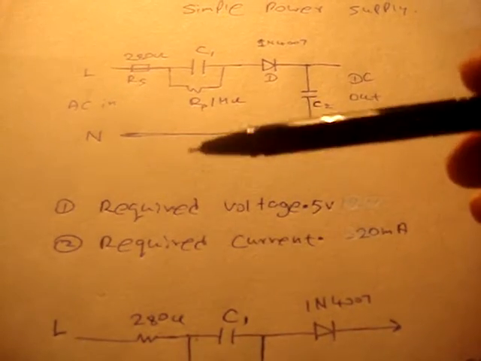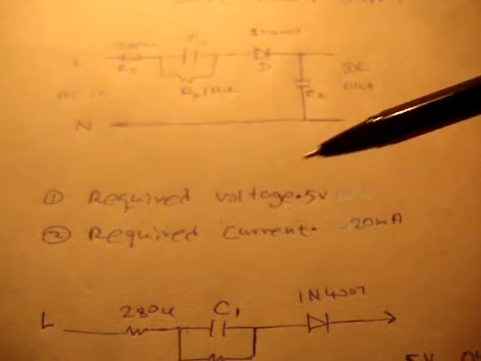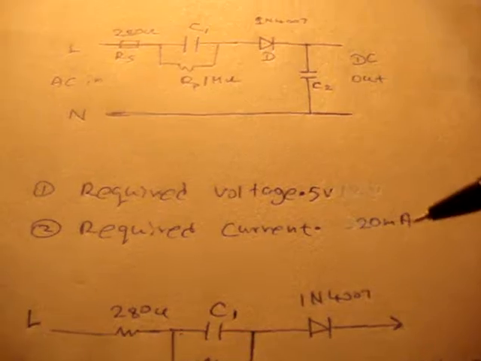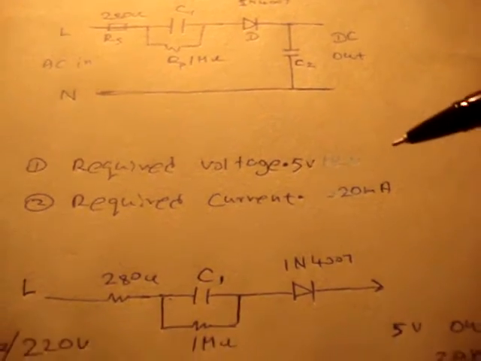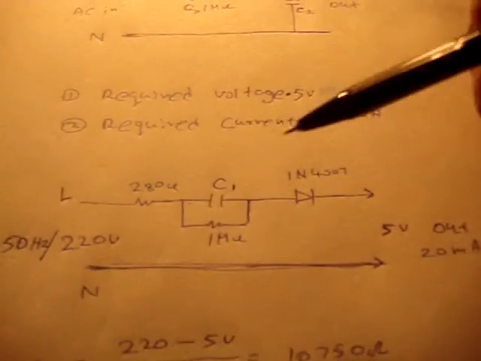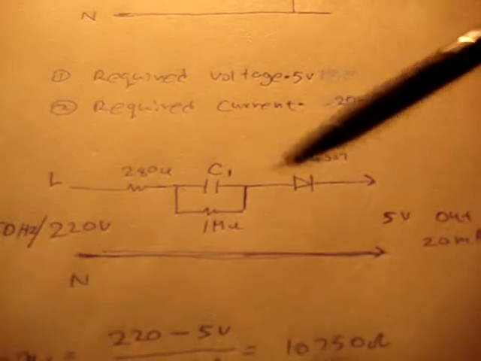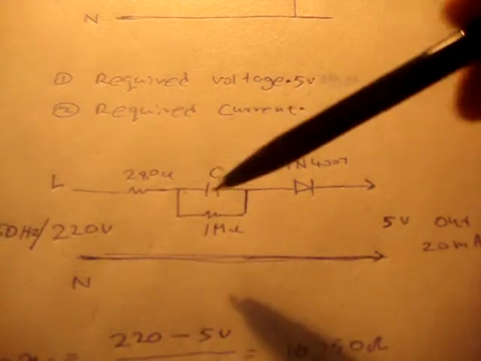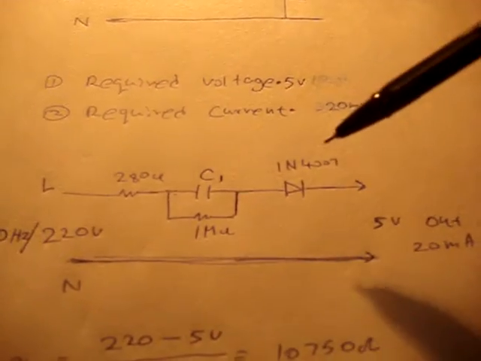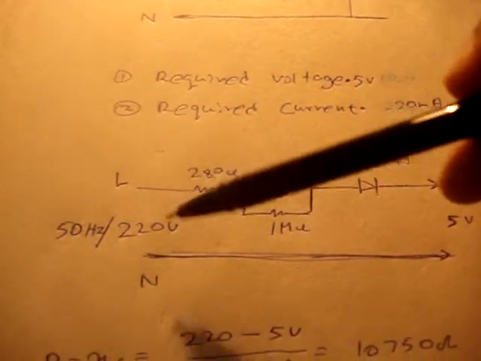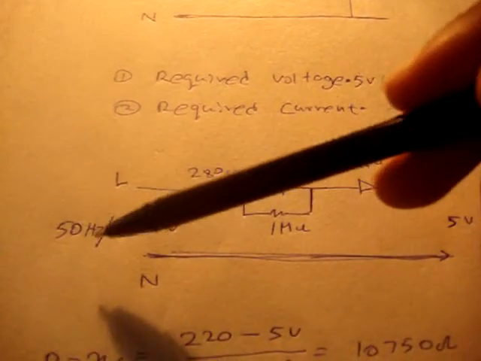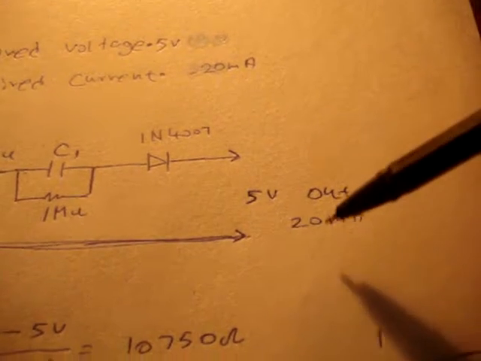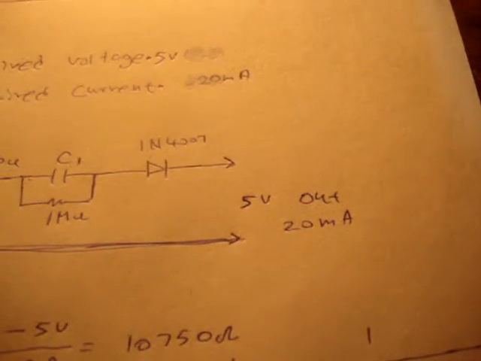My required voltage is 5 V and the required current is 20 milliampere. I have drawn a circuit for you with some components, 1, 2, 3, 4 components. This is the input supply, 220 volt and 50 Hz AC, and the output is 5 volt DC, 20 milliampere.